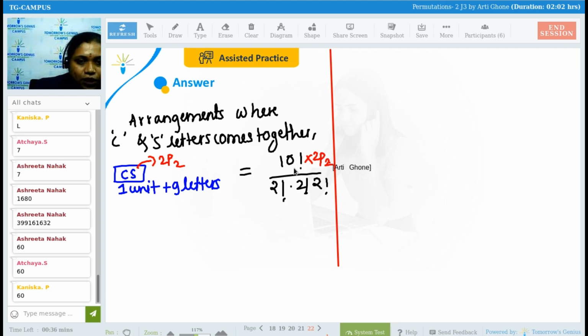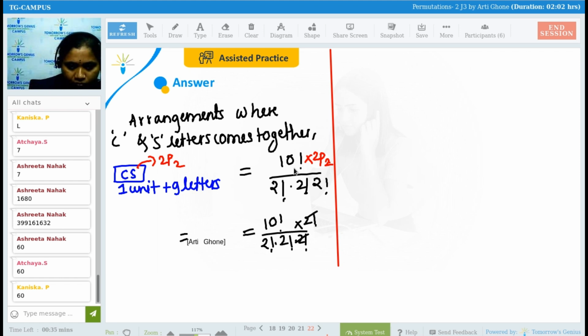Clear? So this arrangement will be equal to 10 factorial upon 2 factorial into 2 factorial into 2 factorial into 2 factorial. So 2 cancels, and here it remains in reduced format. Clear? So our total arrangement where C and S letters never come together. The word never is very important.